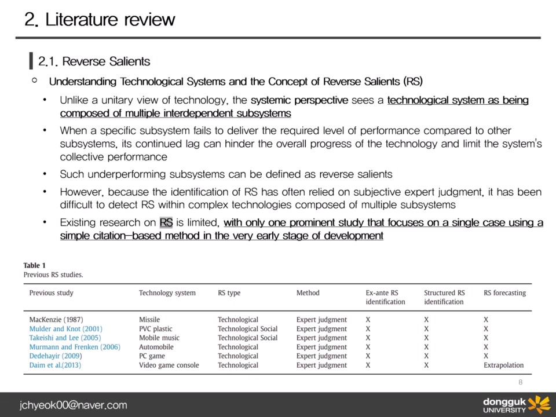Such underperforming subsystems can be defined as reverse salient. Research on forecasting RS is still in its very early stage, and to date there has been only one peer-reviewed study which applied a simple extrapolation method.